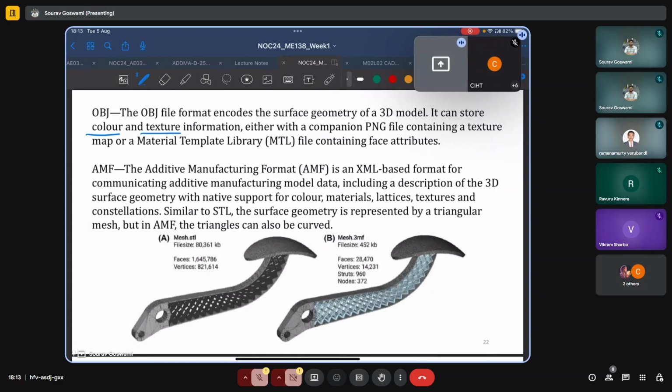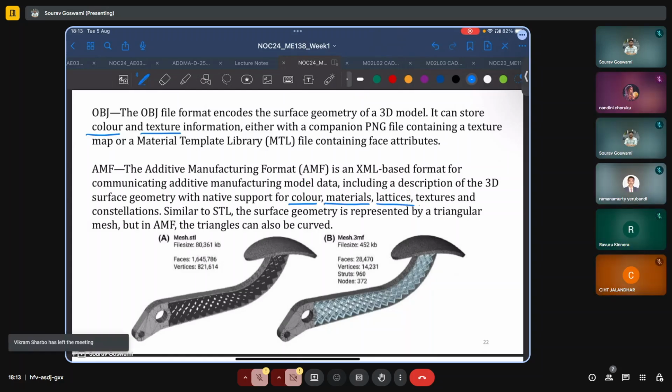is an XML based format for communicating the AM data, including description of the 3D surface geometry along with color, materials, lattice, texture, and constellations. It is similar to STL in the sense that the surface geometry is still represented by triangular meshes, and we discussed the reasons for choosing a triangle as the shape. But here, these triangles can also be curved and thus can provide a better approximation of curved surfaces.